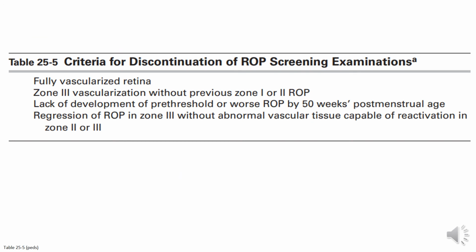These are the criteria for when to discontinue ROP screening examinations: when there is fully vascularized retina, when there is zone 3 vascularization without previous zone 1 or 2 ROP, when there is lack of development of pre-threshold or worse ROP by 50 weeks post-menstrual age, or there's regression of ROP in zone 3 without abnormal vascular tissue capable of reactivation in zones 2 or 3.